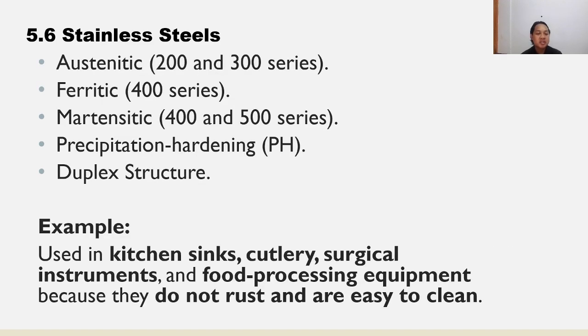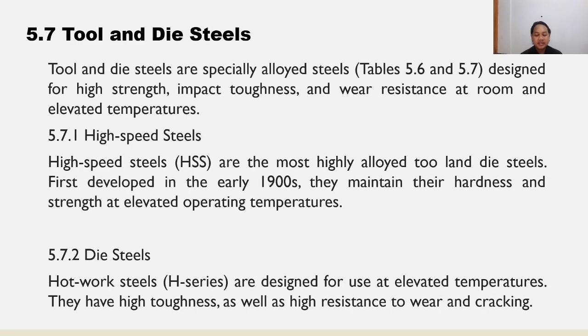Austenitic has 200 and 300 series, ferritic 400 series, martensitic 400 and 500 series, precipitation hardening or PH, and duplex structure. The example is used in kitchen sinks, cutlery, surgical instruments, and food processing equipment because they do not rust and are easy to clean. Next is tool and die steels.